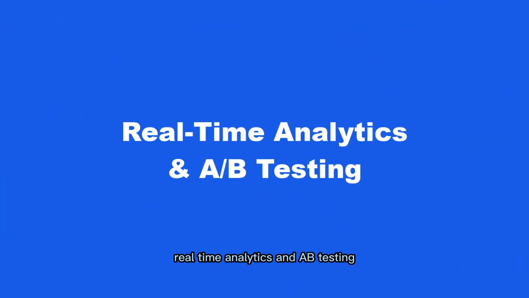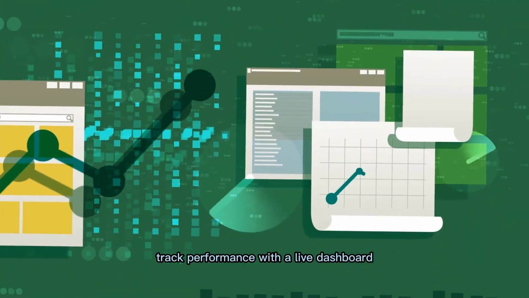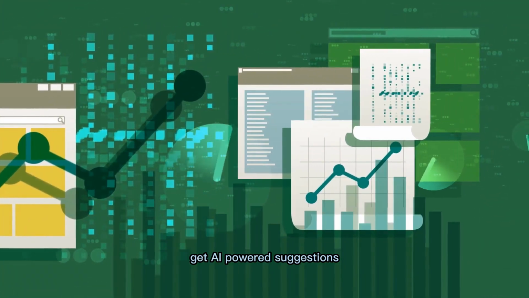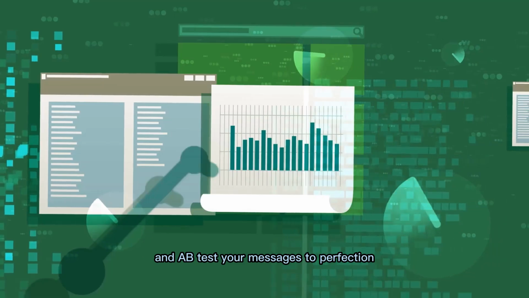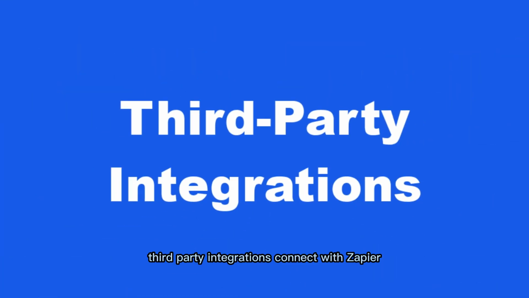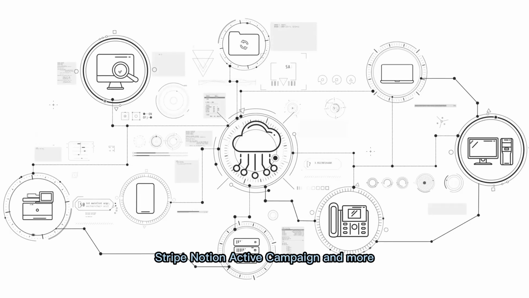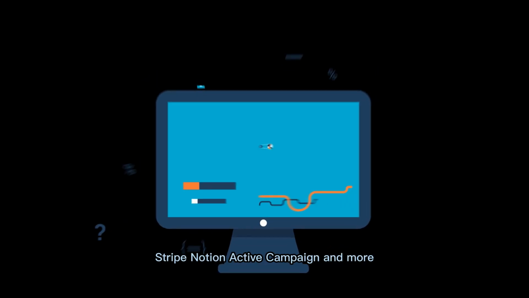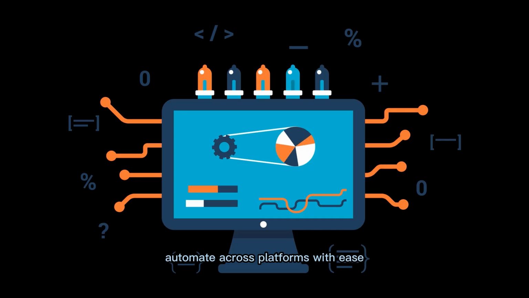Real-time analytics and A/B testing. Track performance with a live dashboard, get AI-powered suggestions, and A/B test your messages to perfection. Third-party integrations. Connect with Zapier, Stripe, Notion, ActiveCampaign, and more, automate across platforms with ease.